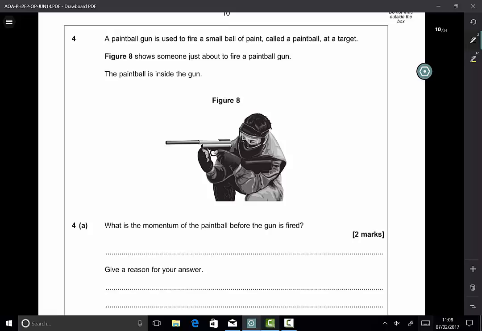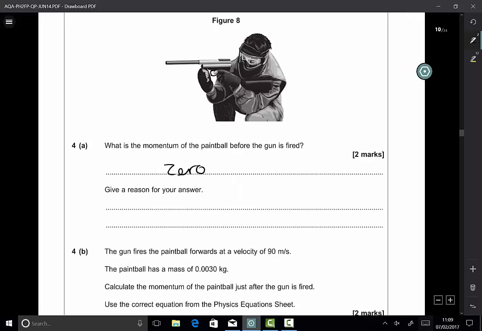So if I look at my equation sheet, it tells me that momentum is mass times velocity. I don't know the mass of the paintball, but I know that before it's fired, it has no velocity. It's not moving. So my momentum is going to be 0. And my reason is going to be the paintball isn't moving, or the velocity is 0.